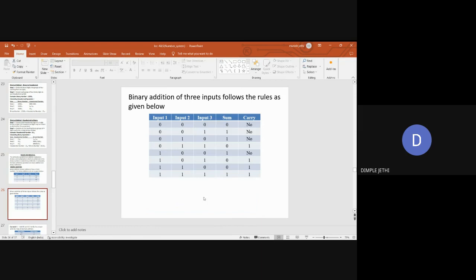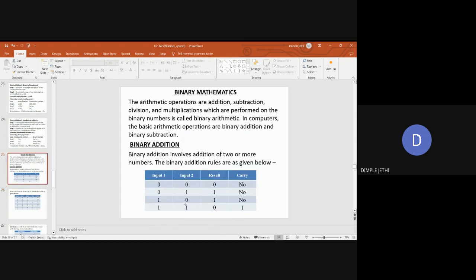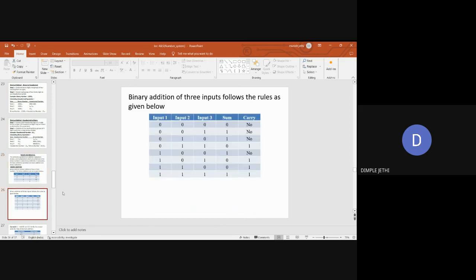Now, how to do the addition of three binary digits? In that case, what is the rule? 000 is sum 0, no carry. 001 is sum 1, no carry. 010 is 1, no carry. 011, if there are two ones, the answer is 0 and carry is 1. Same way, if there are two ones, answer is 0 and carry is 1.